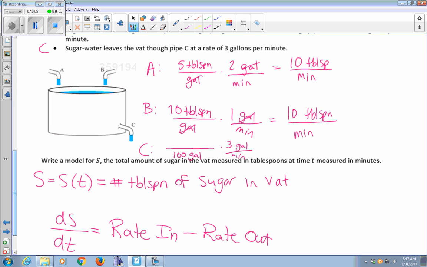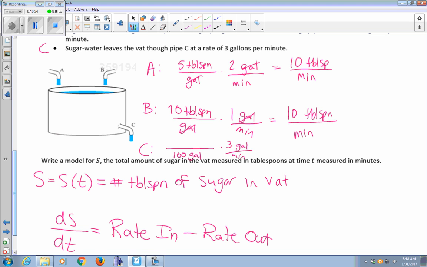No, that's total. That's the total gallons in the tank. Some of it's water, some of it's sugar. 20? Where'd you get 20? Yeah, that's flowing in. Yep. What's the variable we defined at the very beginning? S. What does it represent? The amount of sugar in the tank at some given time t.